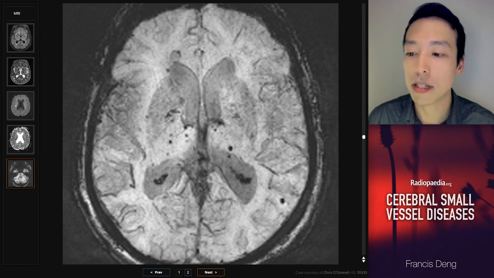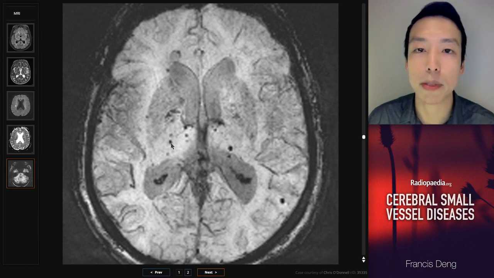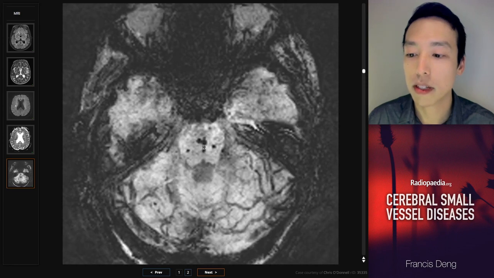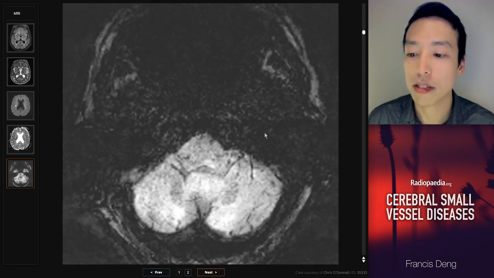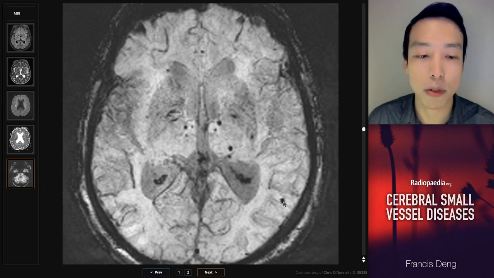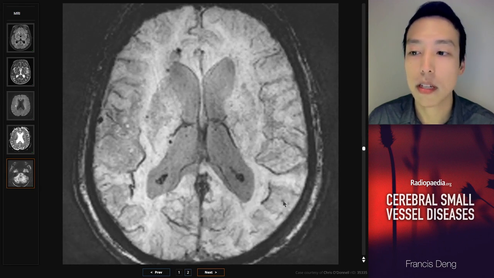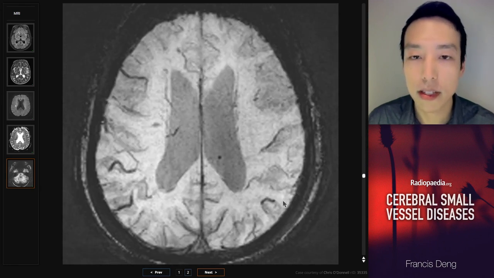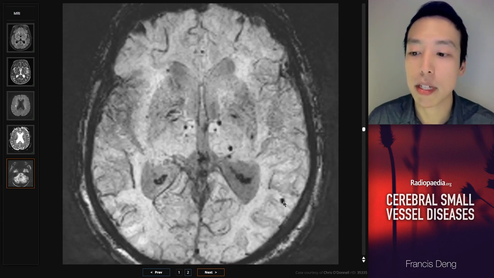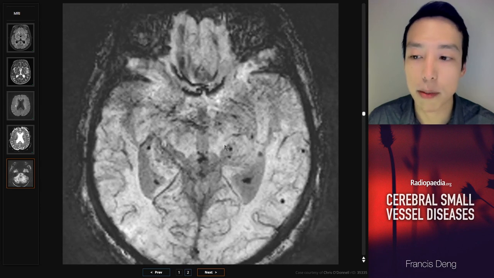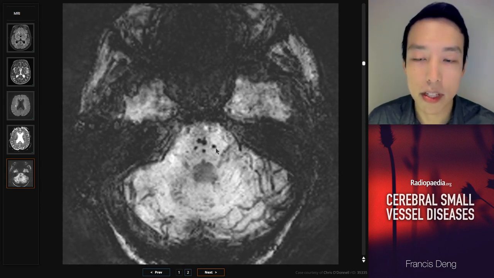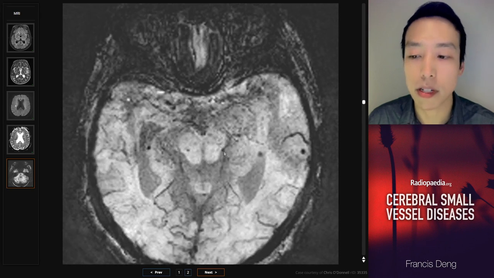On SWI, we see numerous cerebral microbleeds in the deep brain involving the thalamus, as well as the midbrain and pons. In addition, there are a number of cortical or subcortical cerebral microbleeds, but we would not conclude from this that they have some component of cerebral amyloid angiopathy, because they also have the deep brain hemorrhages and all the other manifestations of hypertensive arteriopathy.